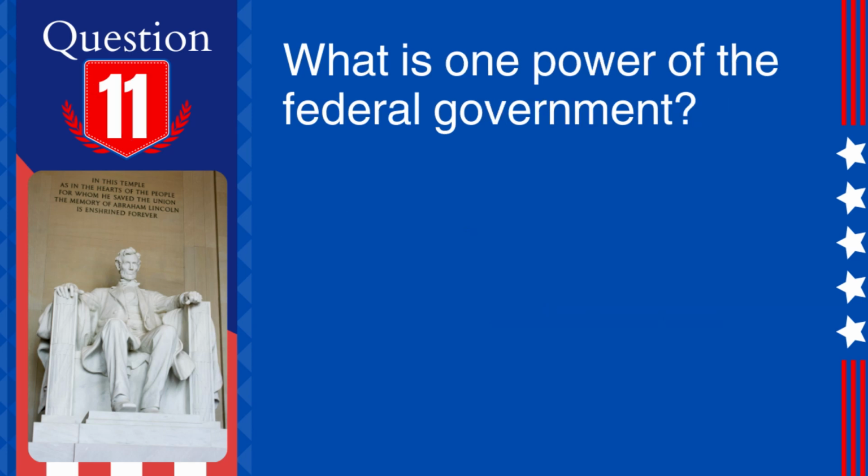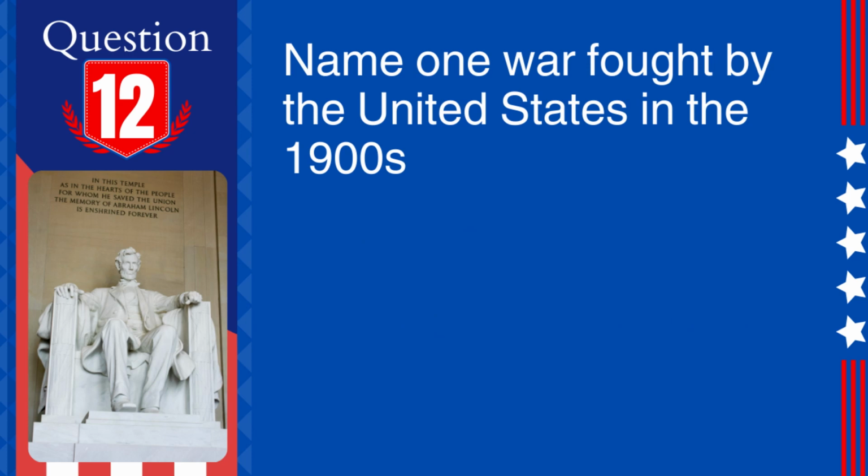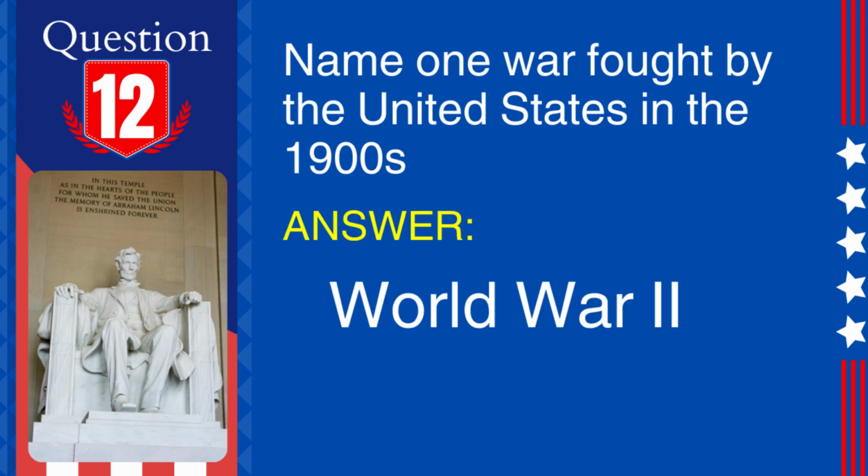11. Question. What is one power of the federal government? Answer. To print money. Explanation. Printing money is a power exclusive to the federal government. 12. Question. Name one war fought by the United States in the 1900s. Answer. World War II. Explanation. World War II was a major global conflict that took place from 1939 to 1945.